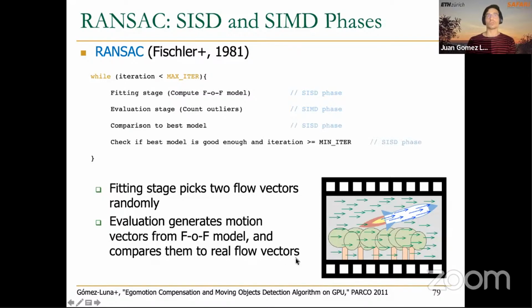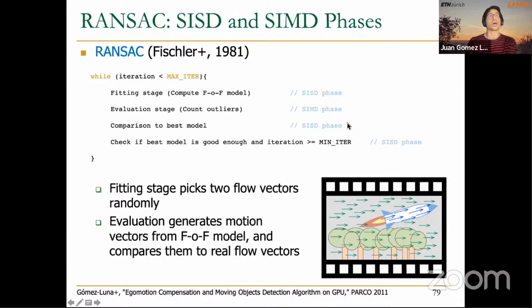And based on that, we will obtain some score, and we will see if the generated model is good enough or not. If it's not good enough, then we have to go to the next iteration, and we will repeat the process until we have a good enough model, or until we achieve the maximum number of iterations that we want to execute, right? And as you see, there are CISD phases and there are SIMD phases here.